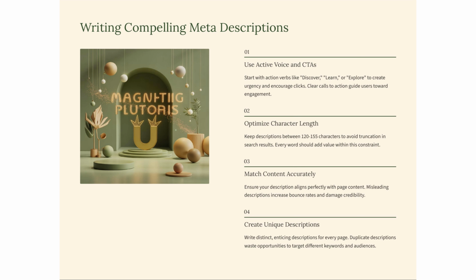Use active voice and action verbs like discover or explore to create urgency in meta descriptions. Keep them between 120 to 155 characters to avoid truncation. Ensure descriptions match page content to maintain credibility. Craft unique descriptions for each page to target diverse keywords and audiences effectively.